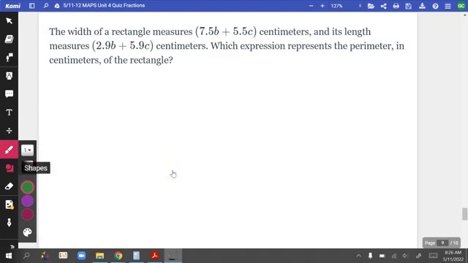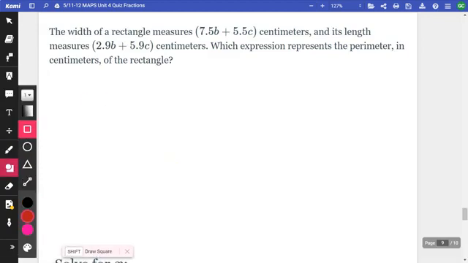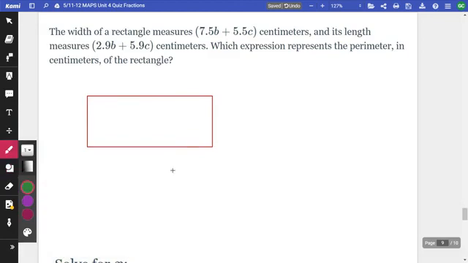Next up, we are looking at the width of a rectangle. So we have a rectangle here. The width of our rectangle is 7.5b plus 5.5c centimeters. And the length of our rectangle is 2.9b plus 5.9c centimeters.